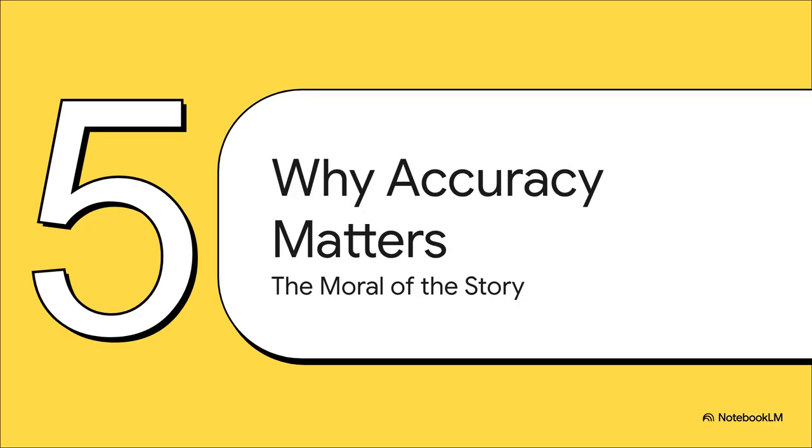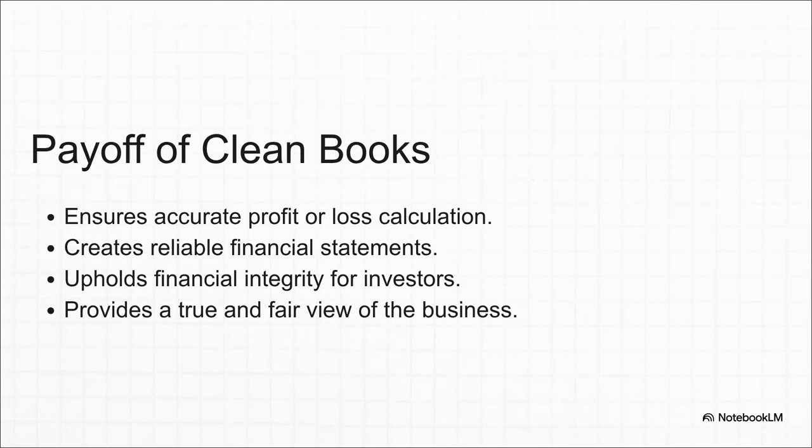So, we figured out how to find the errors and how to fix them. But why do we go through all this trouble? Well, that brings us to the moral of our story. Why accuracy is just so incredibly important. The payoff for all this detective work is huge. I mean, accurate books mean you actually know your true profit or loss. They give you reliable numbers so you can make smart business decisions.